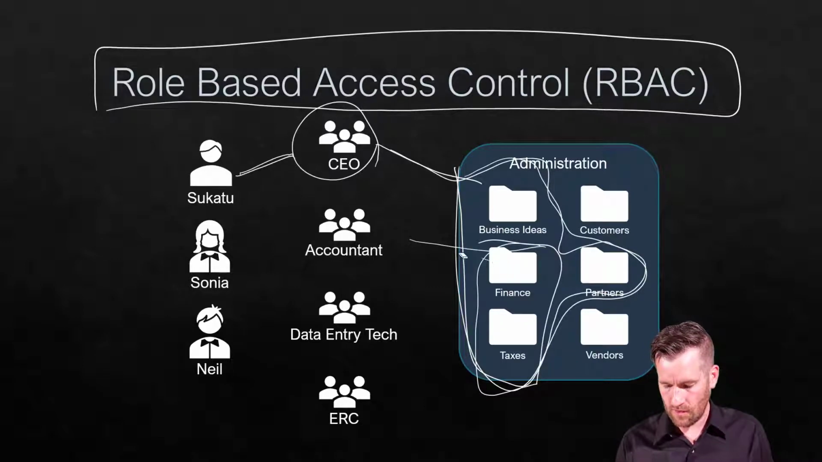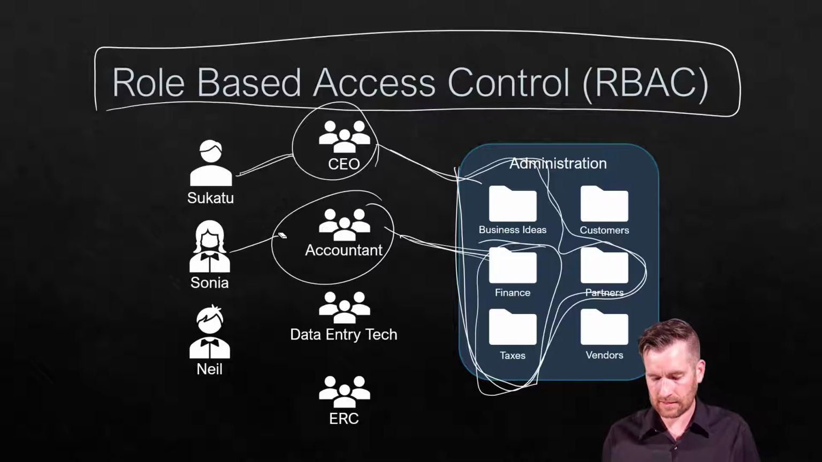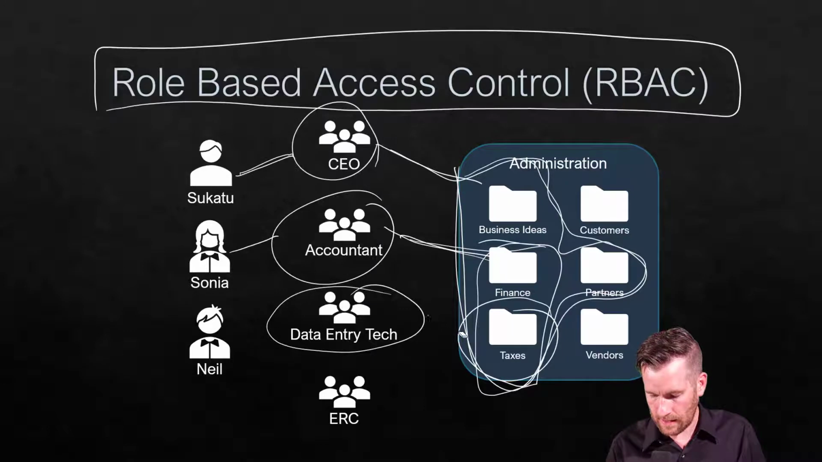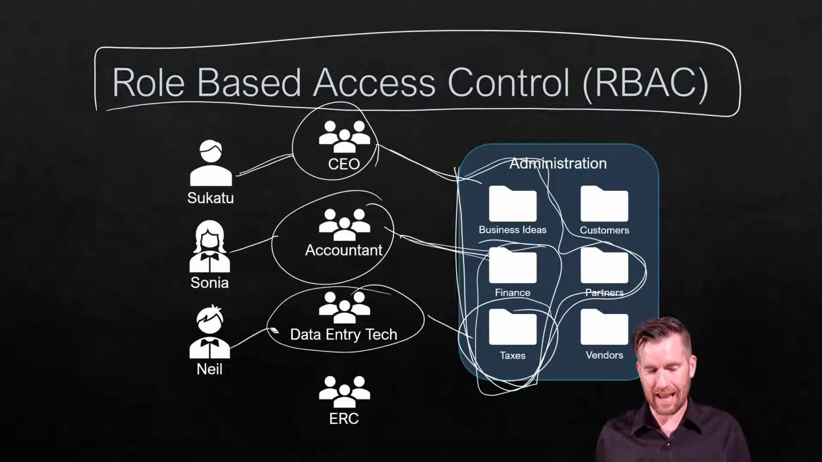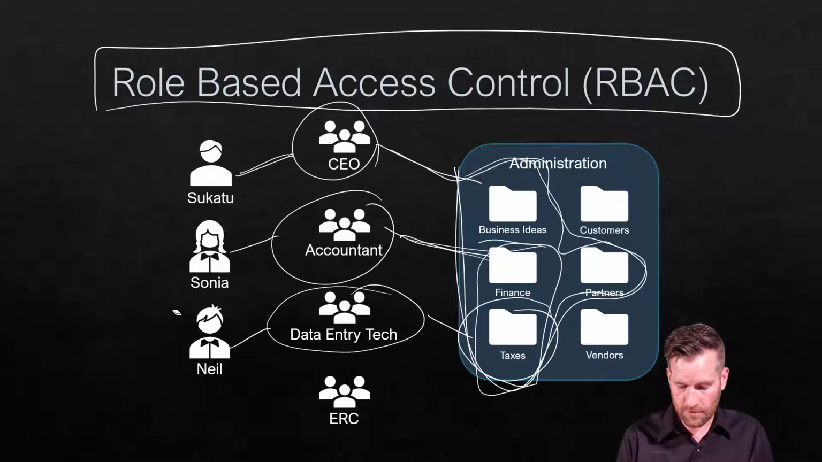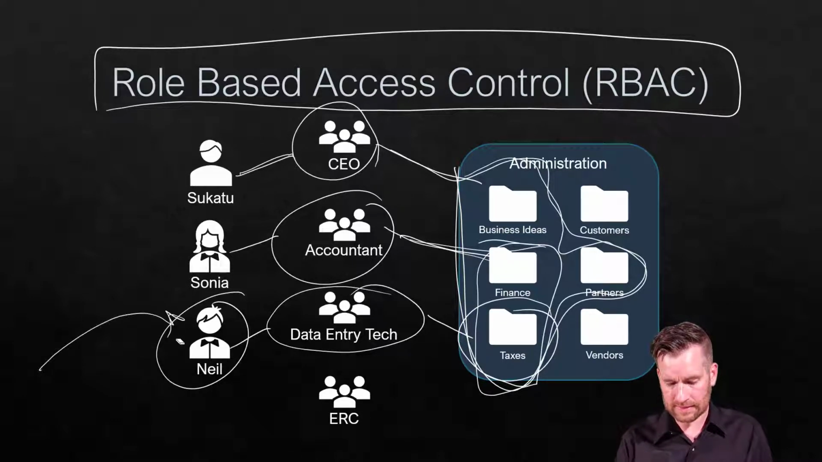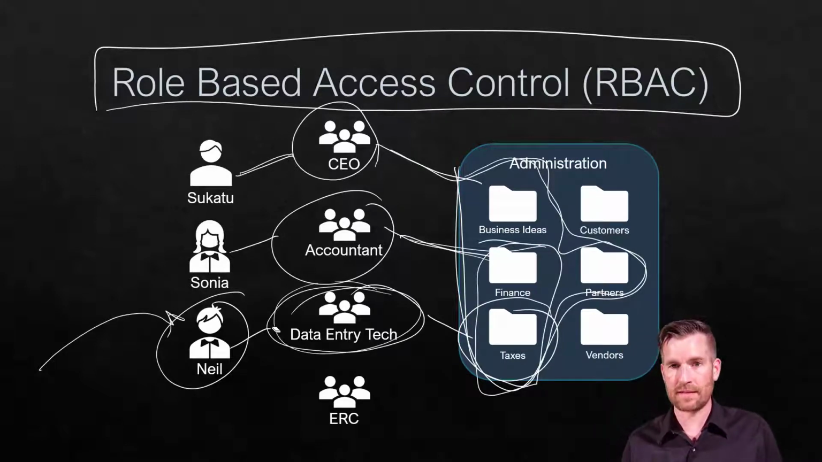Same thing, accounting probably needs access to finances and taxes. So accounting has access to those, and Sonia then has access to accounting, or she's part of the accounting group, so she has access to those. And then same thing, Neil has data entry, and maybe it's for something tax related, and so Neil now has access to taxes through this data entry. So if Neil goes away for some reason and is no longer there, whoever replaces him now just needs to be added to this role.